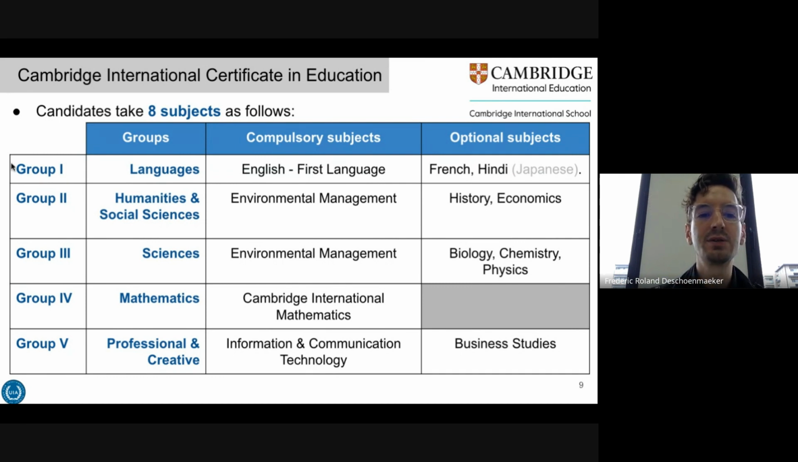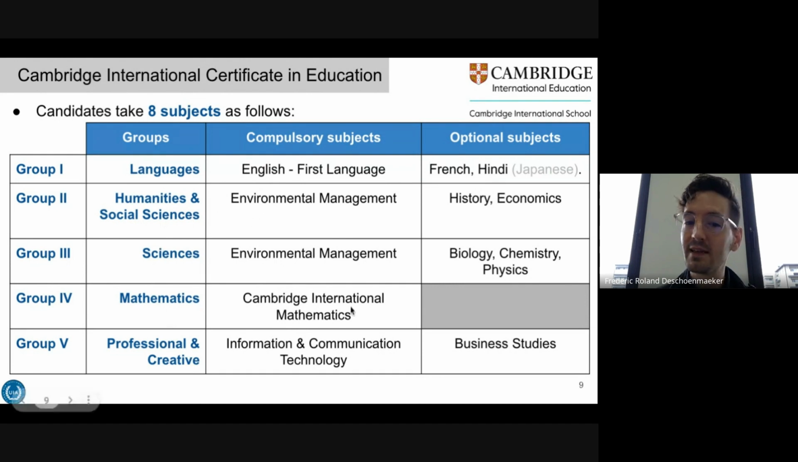So you can see that all students are sitting English first language. They are all taking environmental management, which is a little bit particular because it counts for group 2 and group 3, but it will only count for one group. So if students, for example, are taking history, then environmental management can count as group 3. And if they are taking biology, chemistry, physics that are only sciences, then it counts as group 2.